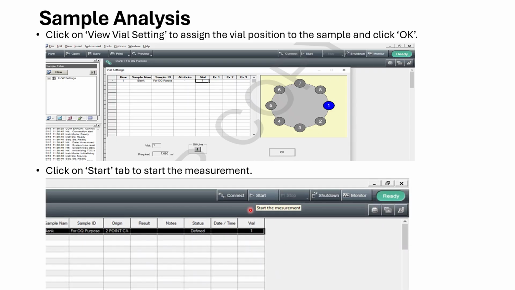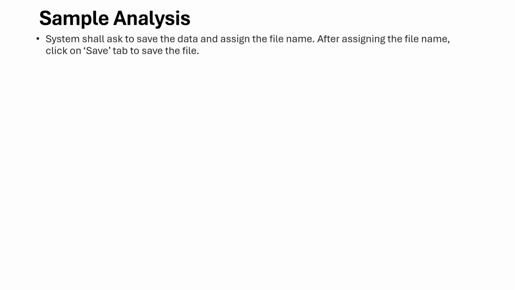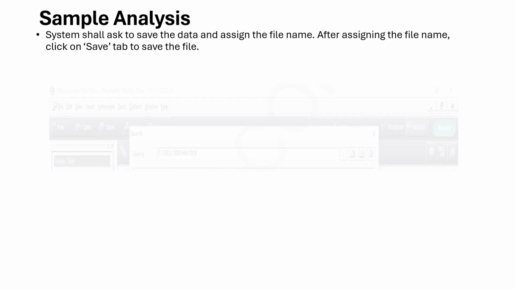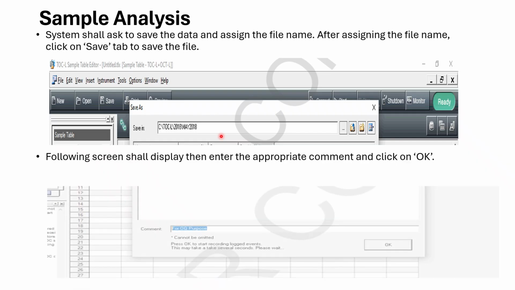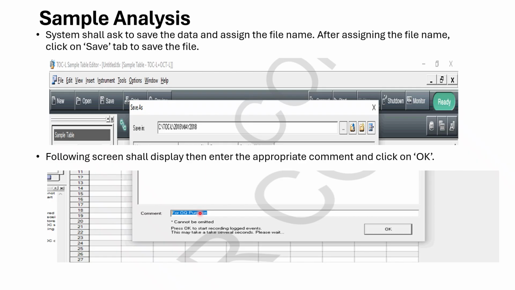And then click on the start tab to start the measurement. So here will be the start option. So once you click the start option, the sample analysis will start, right? So after clicking on the start option, the system shall ask to save the data and assign the file name. So you need to assign your file name as per your procedure, and then click on the save option, right? And after clicking on the save option, the following screen shall be displayed, and here you need to provide your comment as per your requirement, and then you need to click on OK option, right?